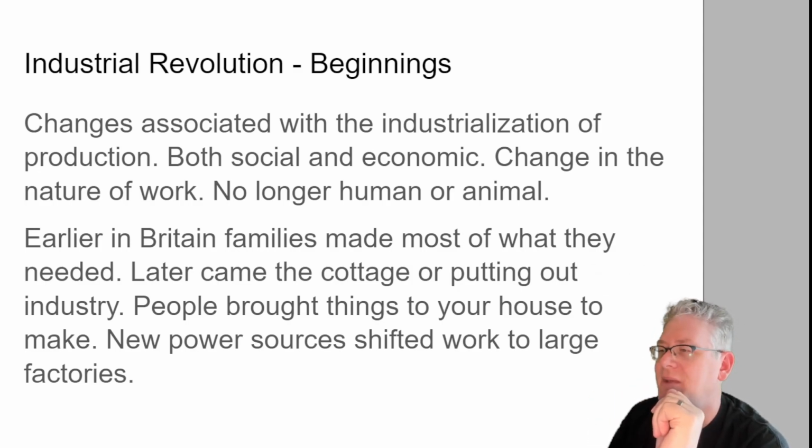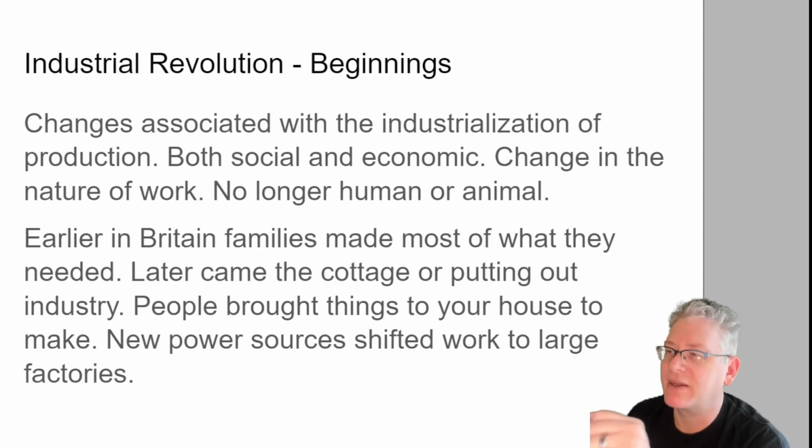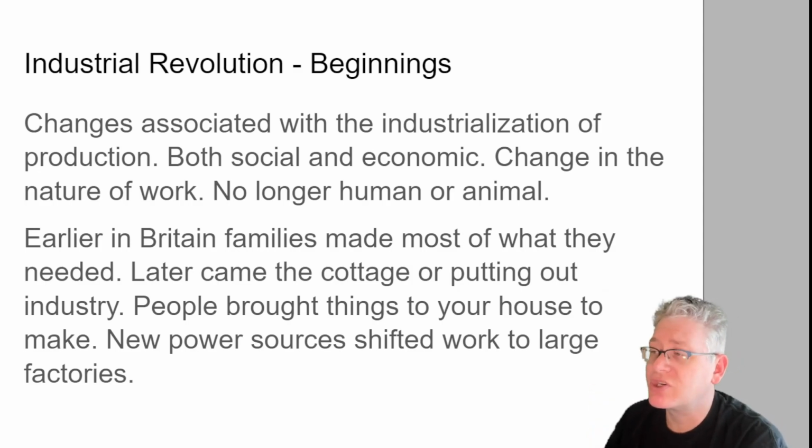Earlier in Britain, families made most of what they needed. That's going to be that manorial system we talked about during the Middle Ages. Later on, a kind of transition period, we're going to see this thing called the cottage or putting out industry. People brought things to your house for you to make. So they would bring you some cloth, you turn them into shirts or something, and then you would give them back out again. New power sources are going to shift work to large factories instead.